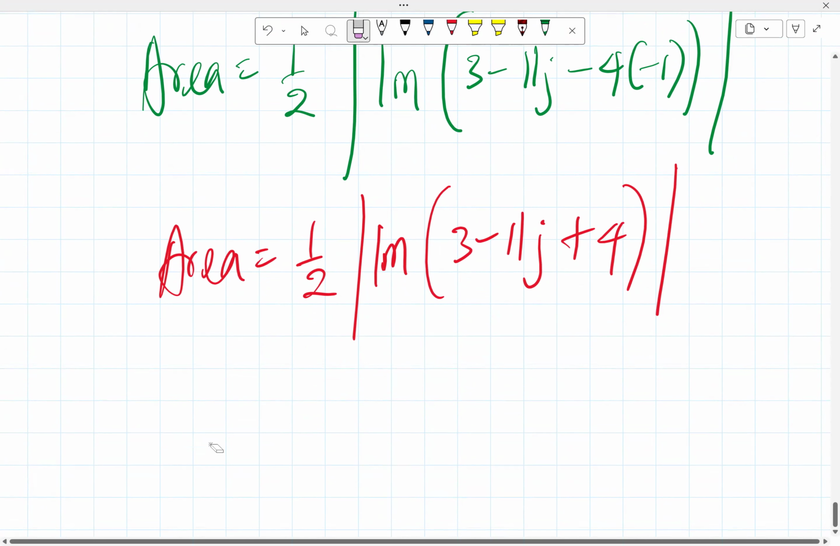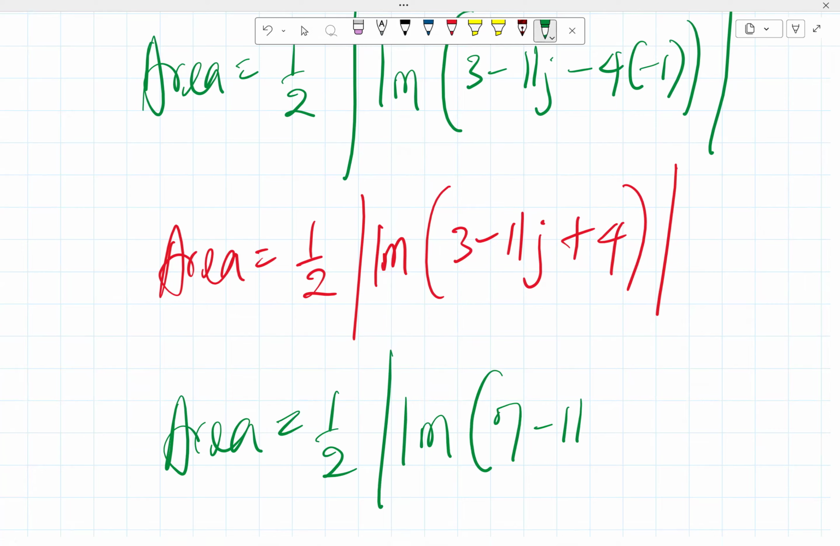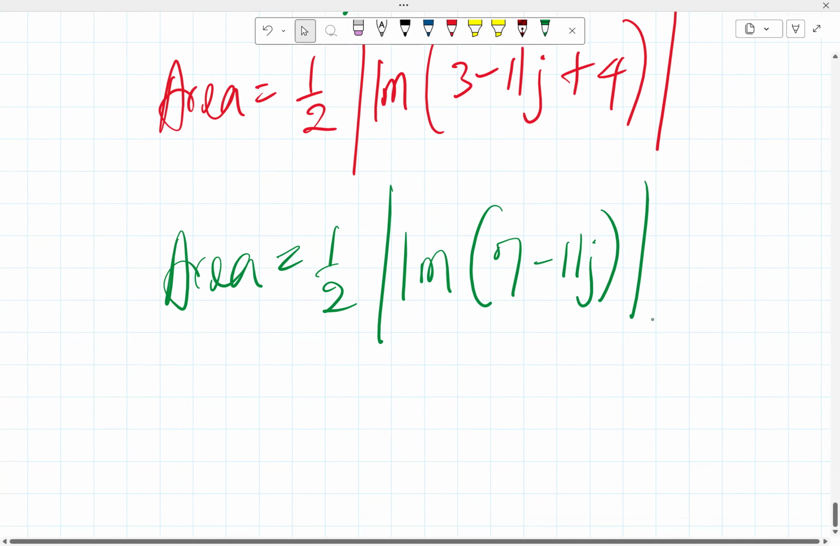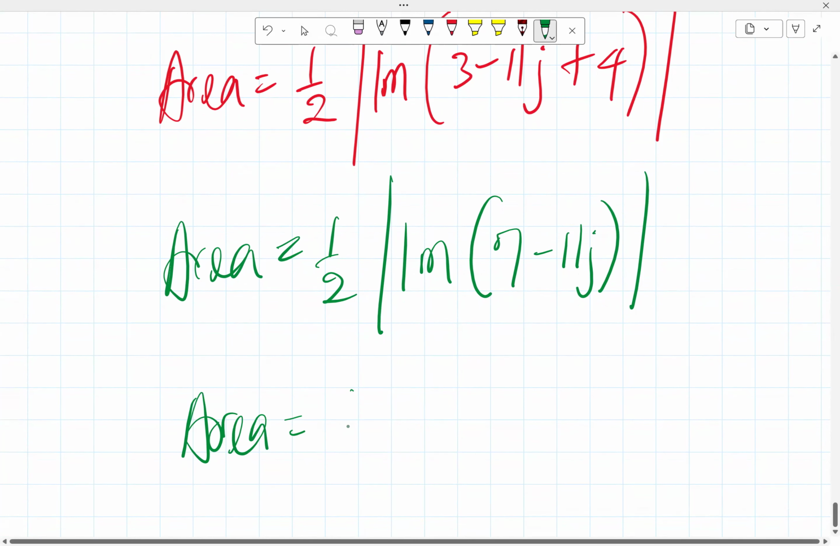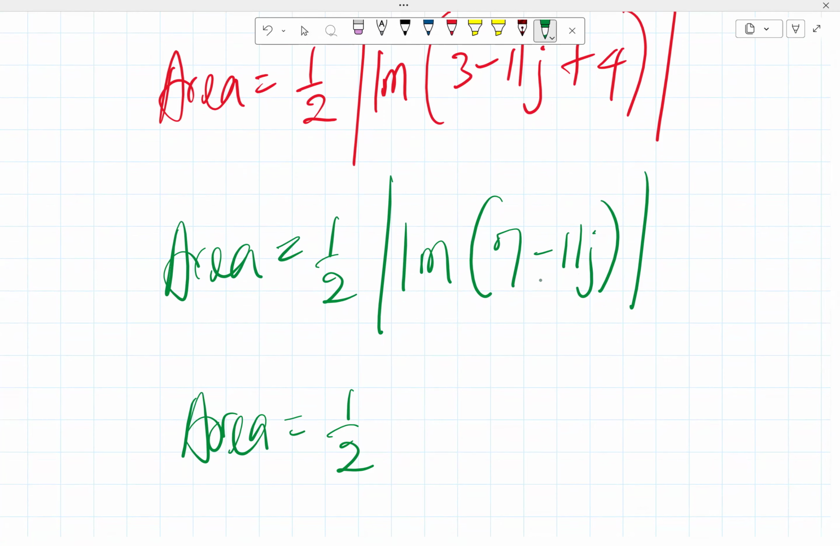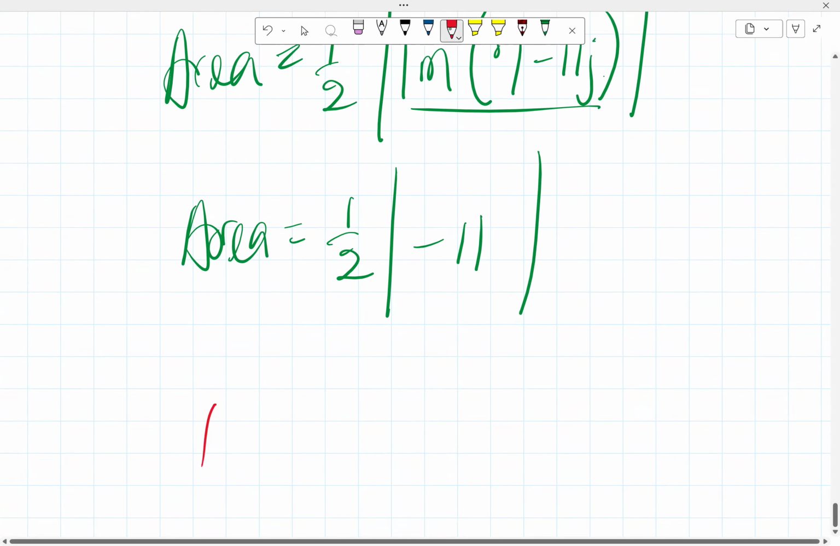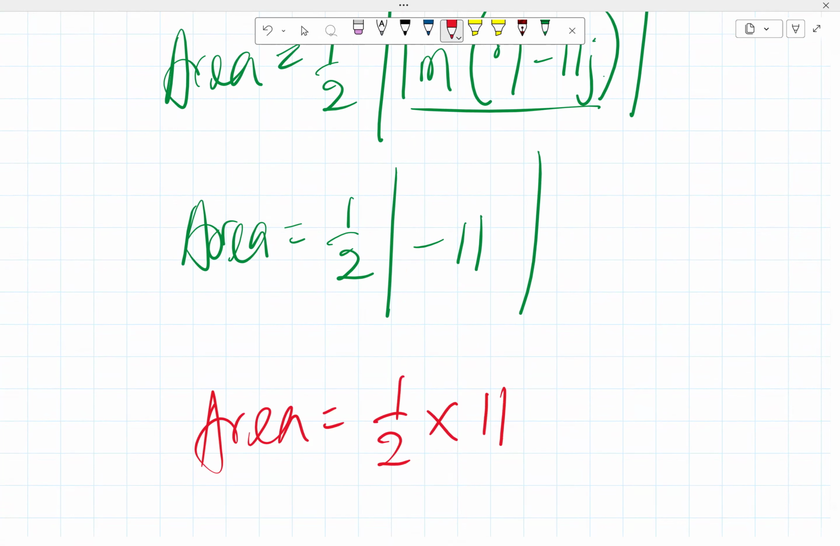So the area is equal to 1 over 2 the imaginary part of 3 plus 4, which is 7, minus 11j. The imaginary part of 7 minus 11j is minus 11. Taking the absolute value, the area is equal to 1 over 2 times 11. So we have 11 over 2 square units.